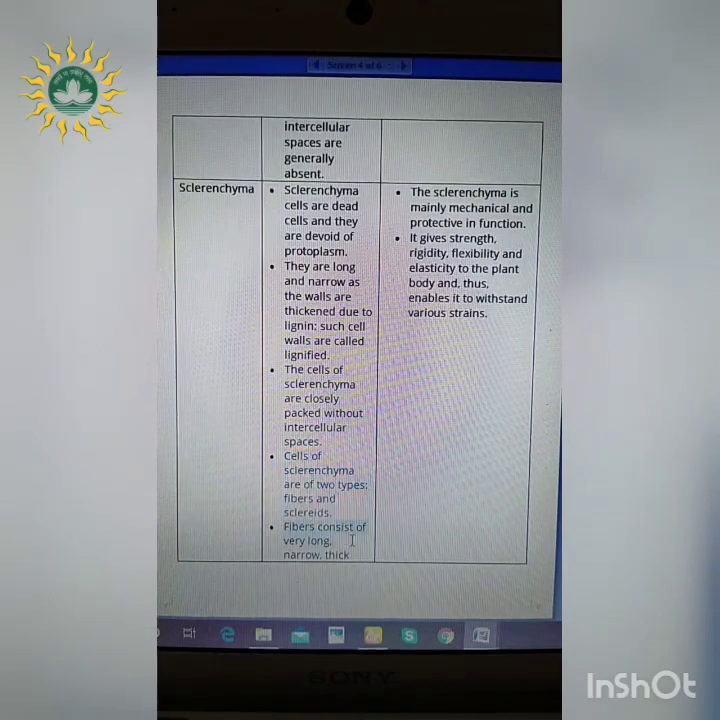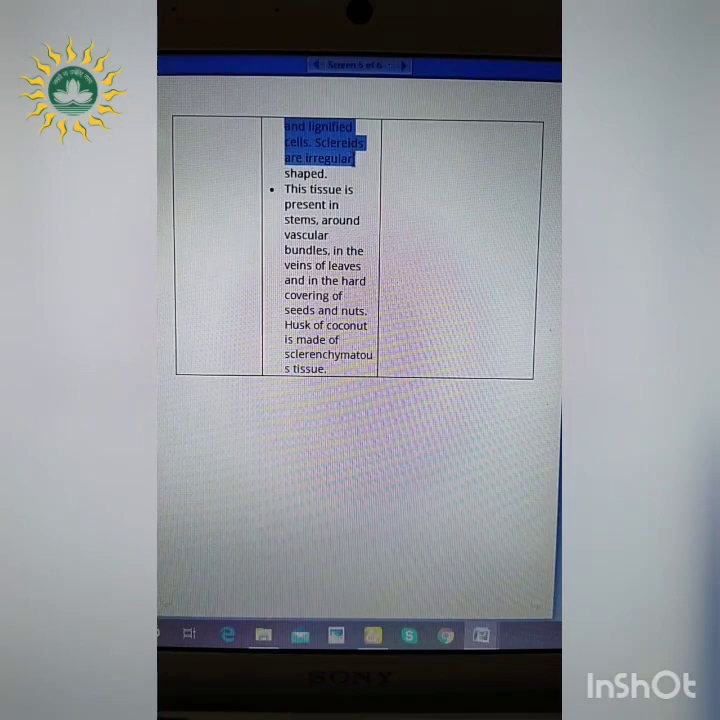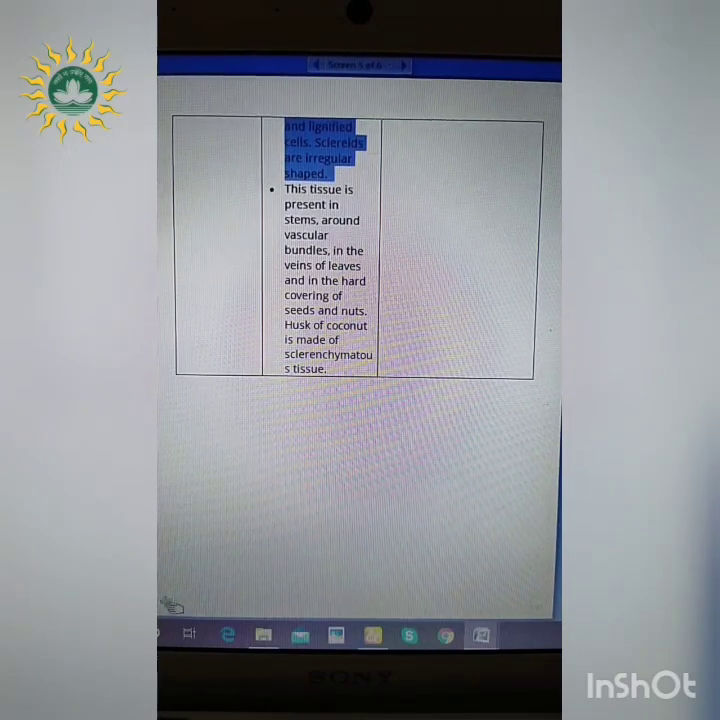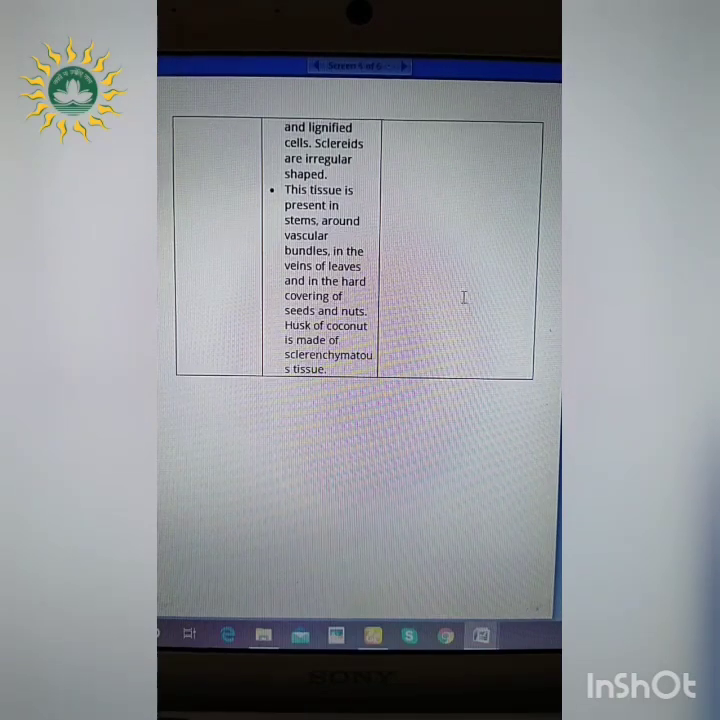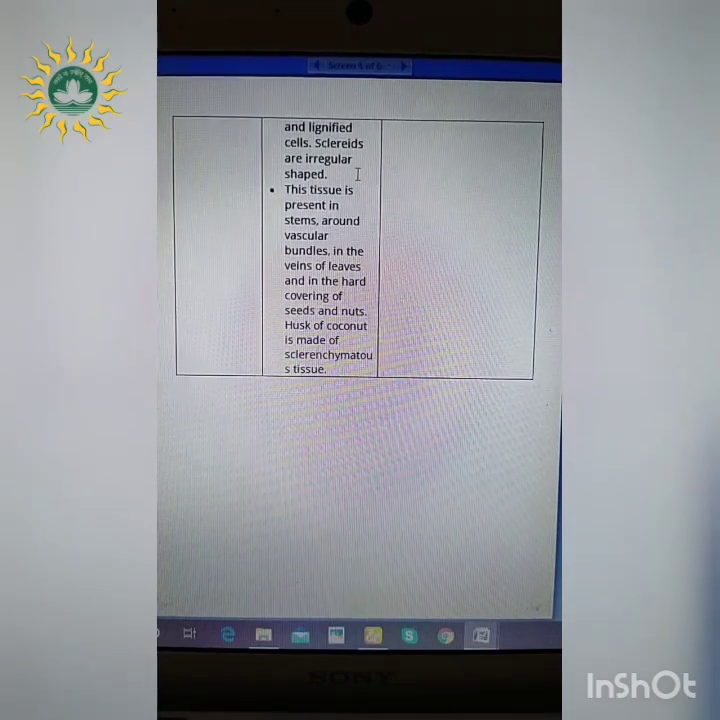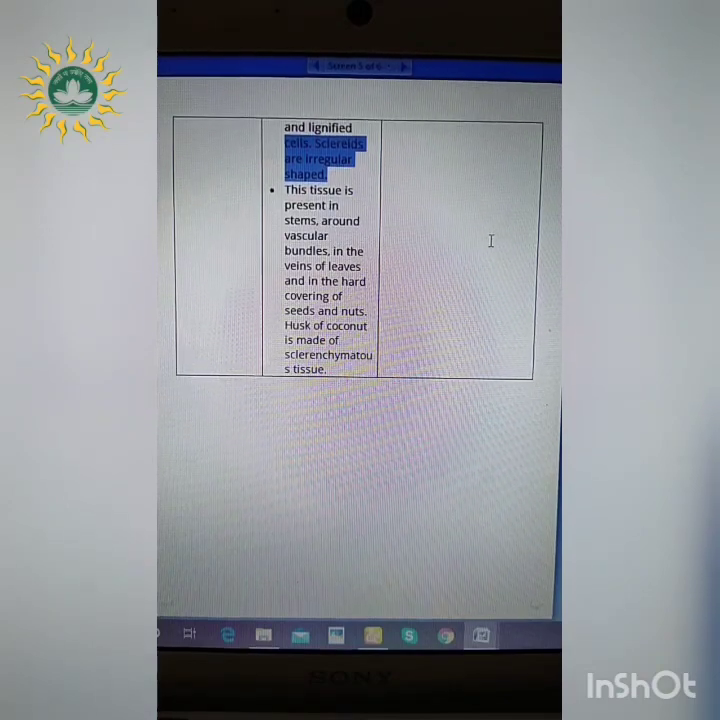Fibers consist of very long, narrow, thick and lignified cells, and sclerites are irregular in shape. Those fibers have a particular shape which is narrow, thick and long, and lignin is present, and the sclerites are present but they are very much irregularly shaped.